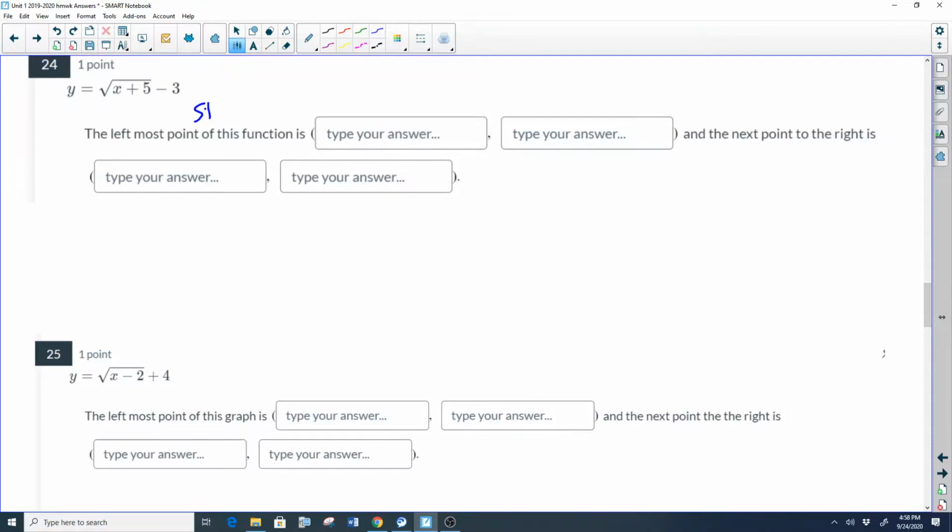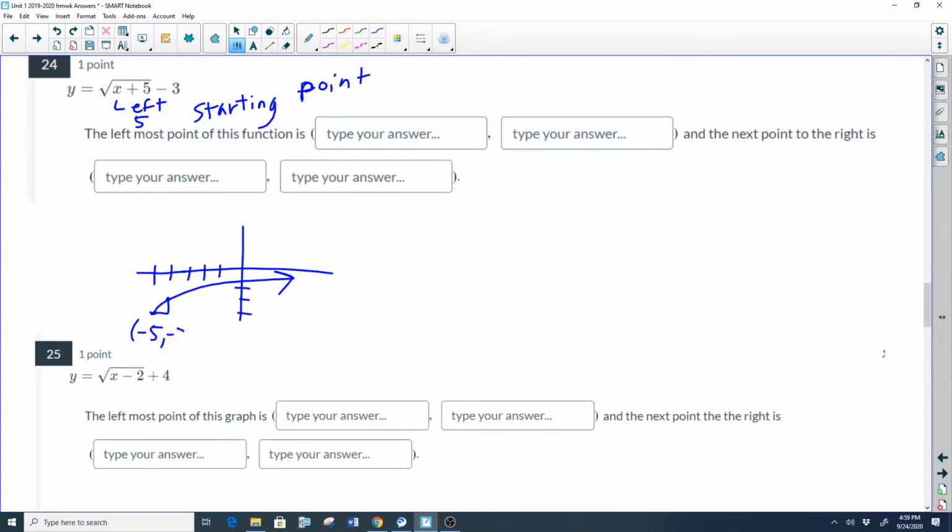So that's just basically saying, it took me a little bit to figure that out, what is this asking? So it's the starting point of our radical graph. So this is a radical graph. And so the plus 5 means opposite what you think, it's actually left 5. So we're going to go left 1, 2, 3, 4, 5. And then down 3. So that's going to be here. And then it's going to go over 1, up 1 is the next point that we're looking for. And then it takes off. So again, that's going to be the coordinate negative 5, negative 3.